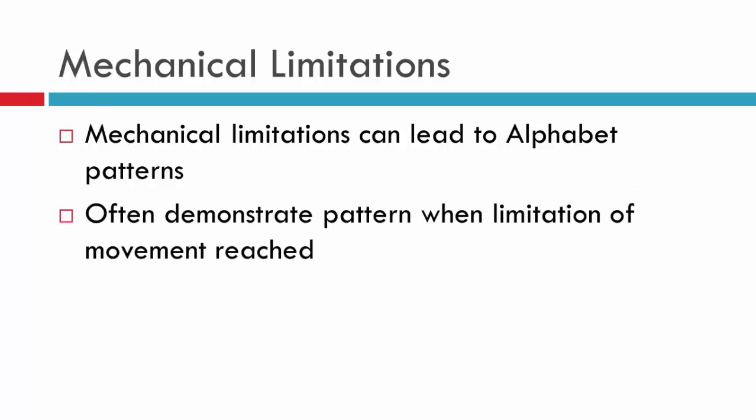Lastly, mechanical limitations can lead to alphabet patterns. Now, these are generally demonstrated once the limitation of movement is reached. So in neurogenic palsies, for instance, the AV pattern is relatively gradual as you assess the patient up and down gaze. However, with mechanical limitations, they may be fairly abrupt in presentation and may occur only in extreme positions of gaze. We'll come back to AV patterns related to mechanical limitations as we look at specific conditions that are mechanical in nature.